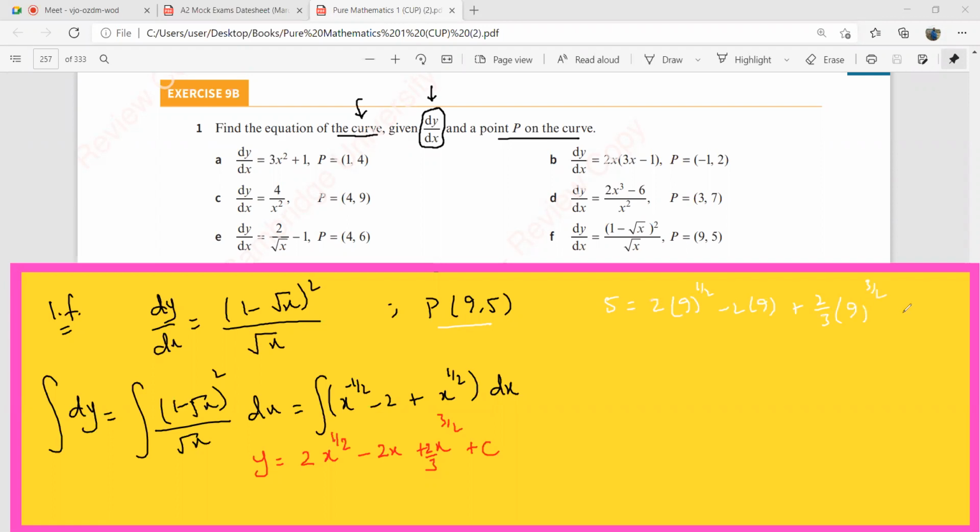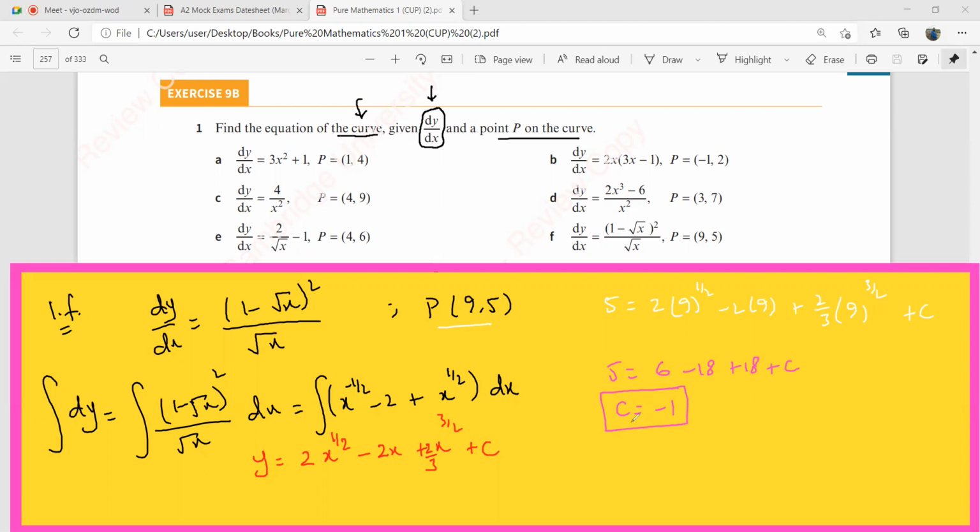If you people are not good at indices, you can use your calculators here, okay? So this is 5 equals 2 into 3, that is 6, minus 18. Now this is 3 square basically, and you're left with 3 cube, 27. This is going to be 18 plus c. Please check this working. I might be making some mistake here. So this is c, your c is minus 1.